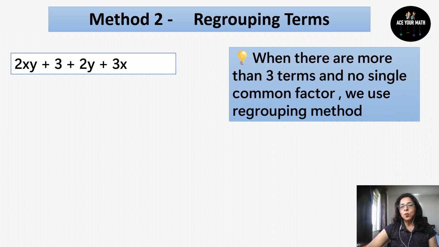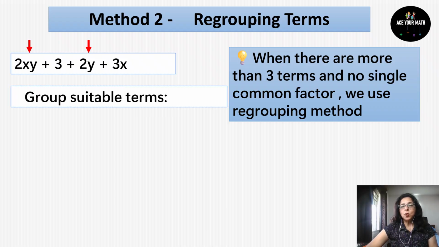See, when there are more than three terms and they have nothing common in them, then we use regrouping method. Now the next step is you will start forming groups of terms which have something common. Now if you see 2xy and 2y, they have 2y common, so you can form a group of 2xy and 2y. Now what is left here? 3 and 3x, they both have 3 common in them. So the second group you can form of 3 and 3x. So you just put brackets and form two groups here. In the first group you have 2xy plus 2y. In the second group you have 3 plus 3x.